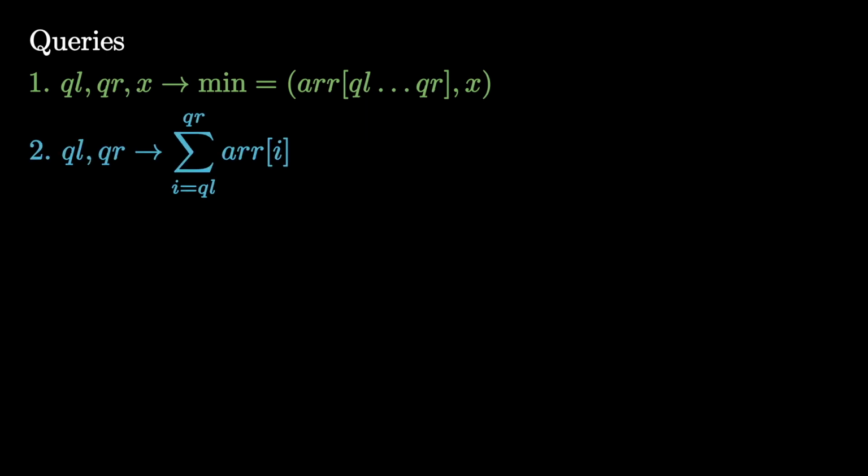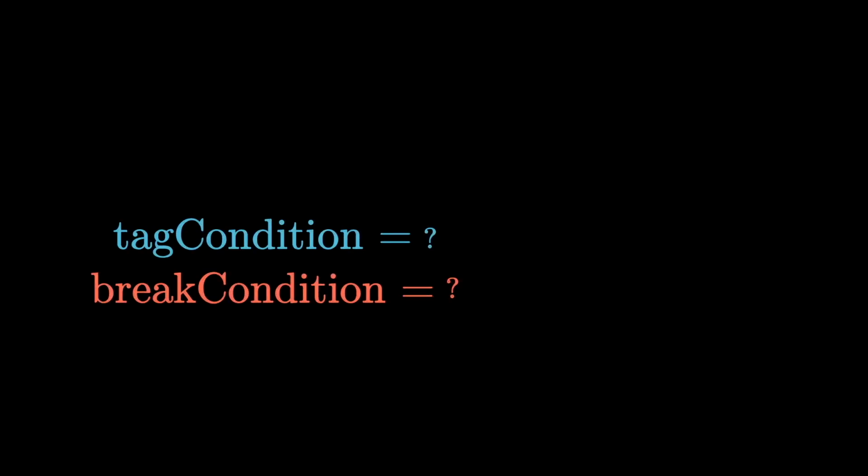By the way, think about how you would solve this problem using a regular segment tree if the second query was a get query for the maximum on the segment. So, we have two types of queries. How will we solve the problem? Like before, we need to come up with tagCondition and breakCondition. Let's start with a simple one, breakCondition, in which case nothing will change during the min equal operation. If all the numbers on the segment are not greater than x, we can check this by storing the maximum on the segment. And what should be the tagCondition?